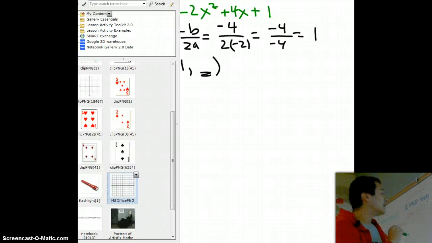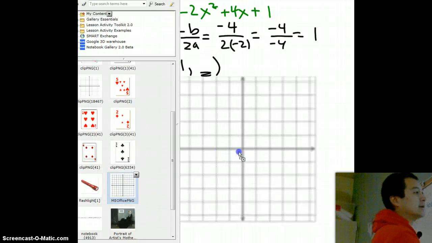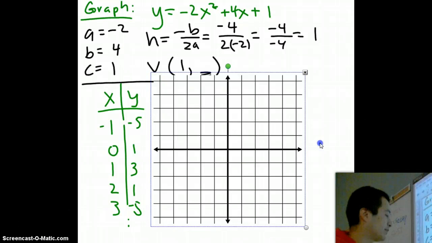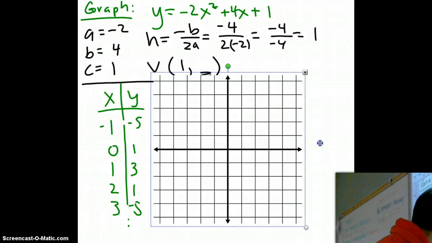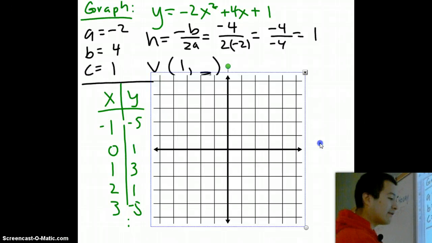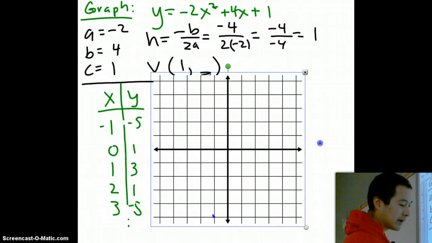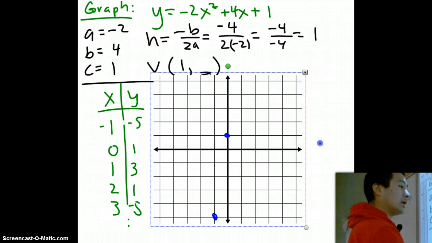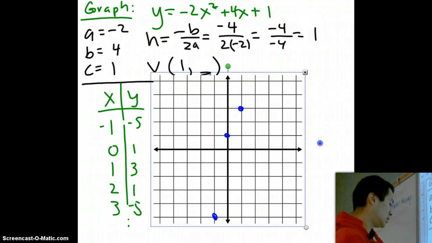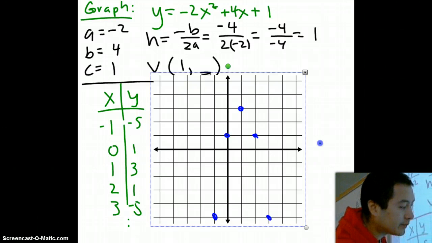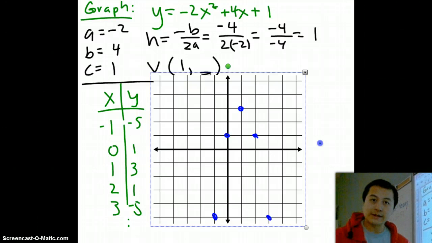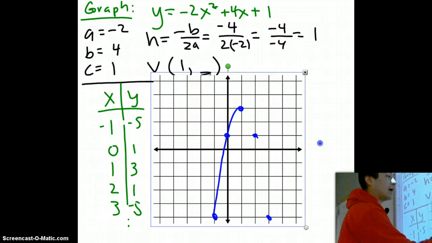Take a look at what this looks like. Check if the numbers are correct. I believe so. Graph this. Negative 1, negative 5. 1, 2, 3, 4, 5. Right here. 0, 1. 1, 3. 2, 1. And 3, negative 5. Take a look. Is it going down? Is it skinnier than normal? Good. Graph your parabola.